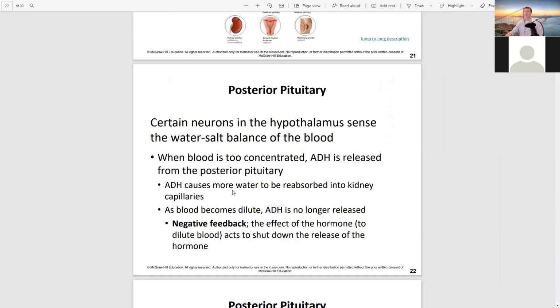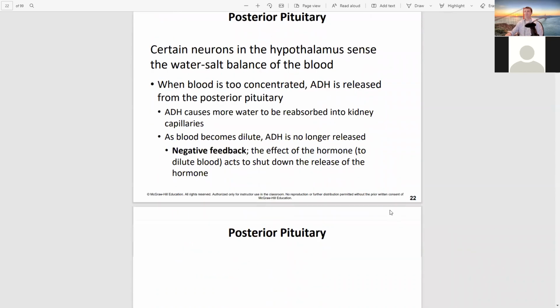Okay, so the posterior pituitary: certain neurons in the hypothalamus sense the water-salt balance of the blood. When blood is too concentrated, ADH is released from the posterior pituitary. ADH causes more water to be reabsorbed into kidney capillaries. As blood becomes dilute, ADH is no longer released, and we have negative feedback, where the effect of the hormone, to dilute blood, acts to shut down the release of the hormone.